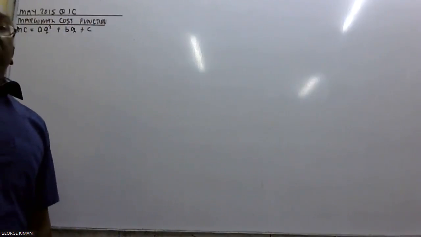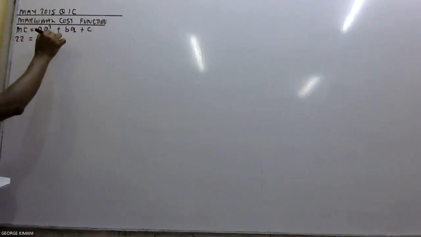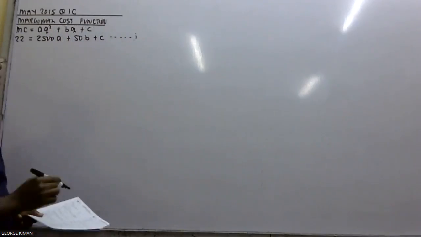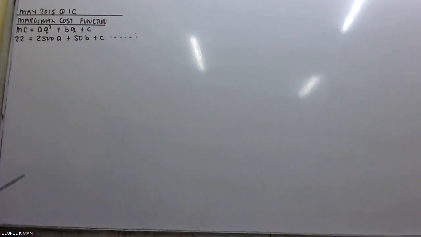we have been given three values and been advised that the function is quadratic. So that requires us to say that MC will be AQ squared plus BQ plus C. Remember, it's not a must you use X all the time, you can as well use Q. Q and X are used interchangeably. So with that, our marginal cost will be 22 equals 50 squared, which is 2500A plus 50B plus C. And that one you call equation number one.